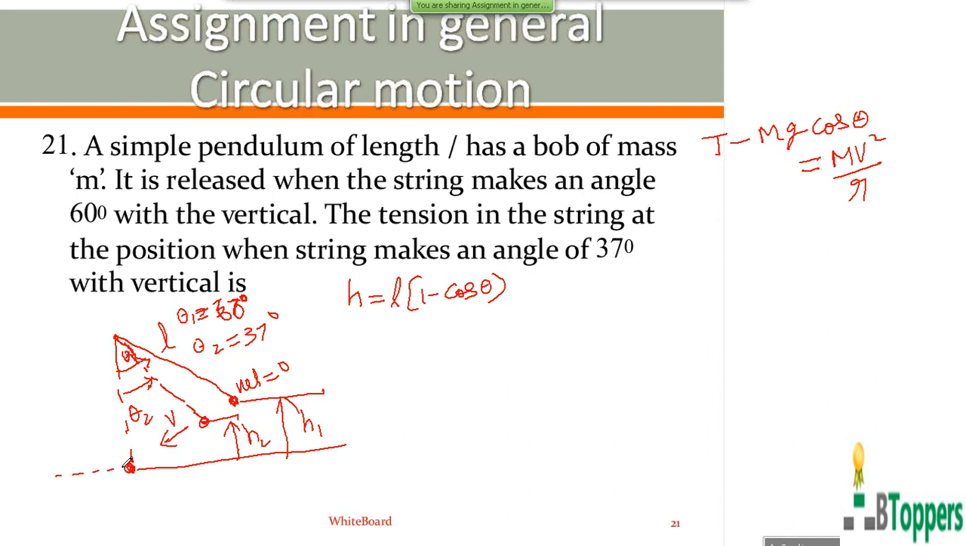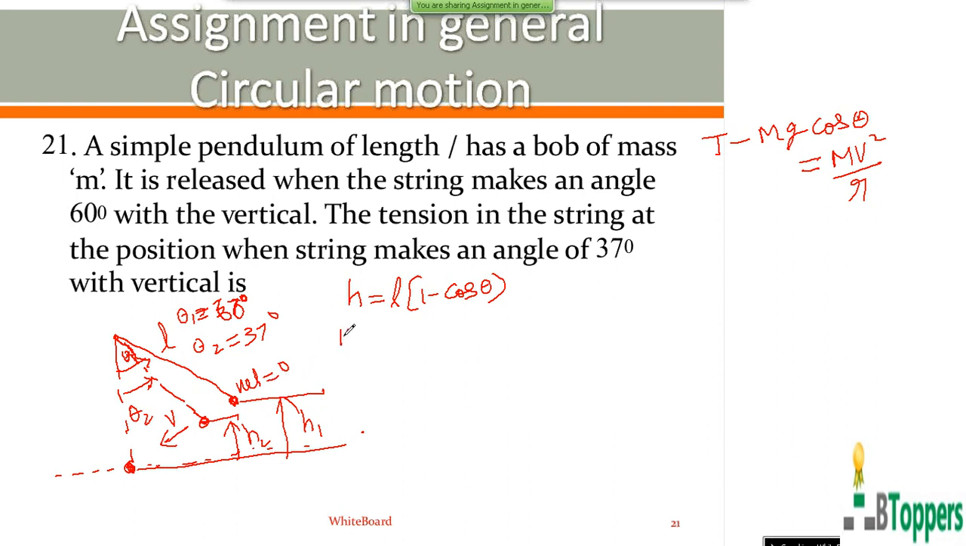We can choose the lowest position of the bob as the reference position for measurement of gravitational potential energy. The total mechanical energy of the bob of the simple pendulum remains constant during the motion because work is done on the bob only by the gravitational force mg, which is a conservative force, during the motion.